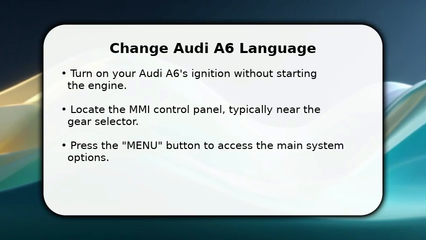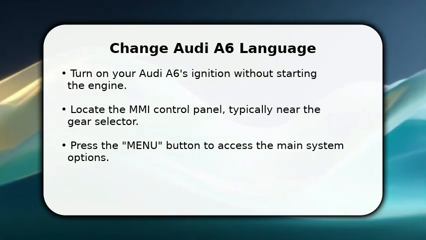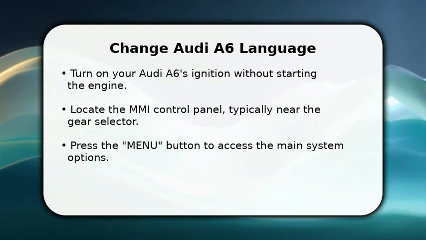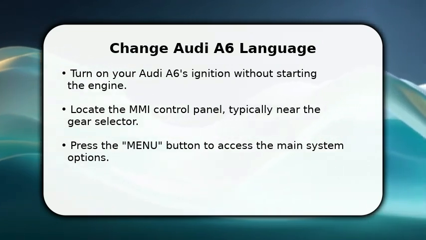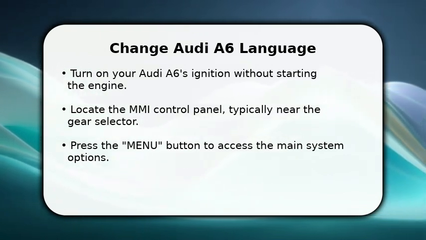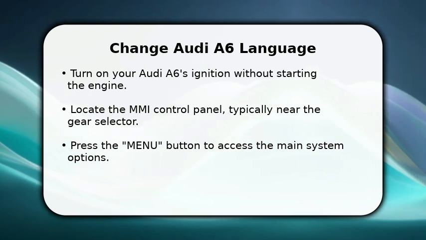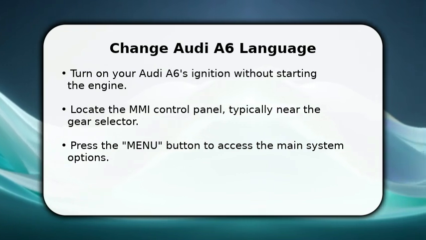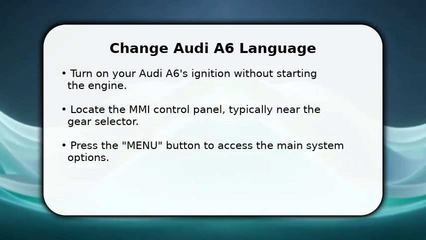In this video, I will explain how to change the language in your Audi A6. First, turn on your car's ignition without starting the engine. Next, find the MMI control panel, which is usually located near the gear selector. Once you've found it, press the Menu button to bring up the main system options on your display. This is your starting point for navigating the system.